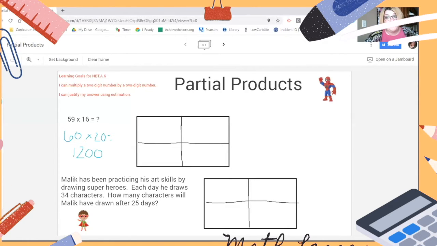It is not going to be exact. We just want to make sure that it's somewhat close. We don't want it to be really far off. We are now ready to go into partial products and how partial products actually looks.